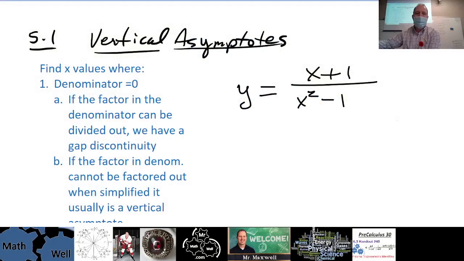All right, Calc 30, 5.1, we're talking about curve sketching. We've already talked about x-intercepts and about symmetry. All right, we're going to talk about vertical asymptotes here today in 5.1.